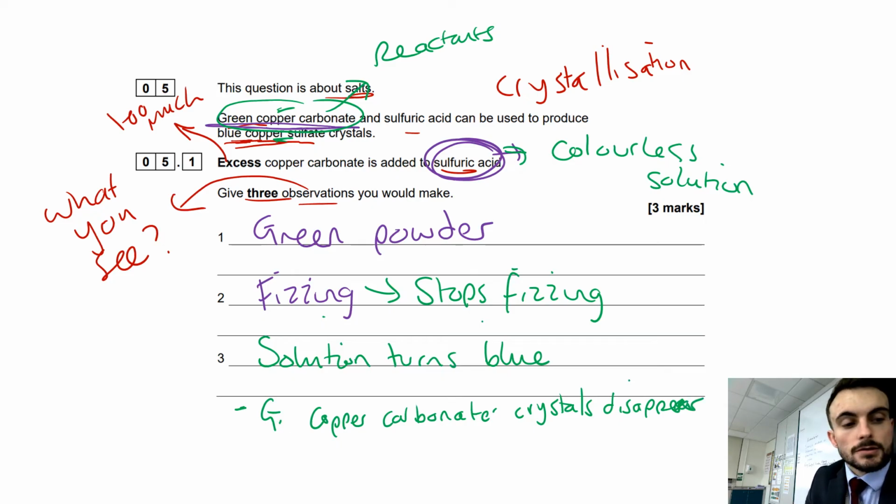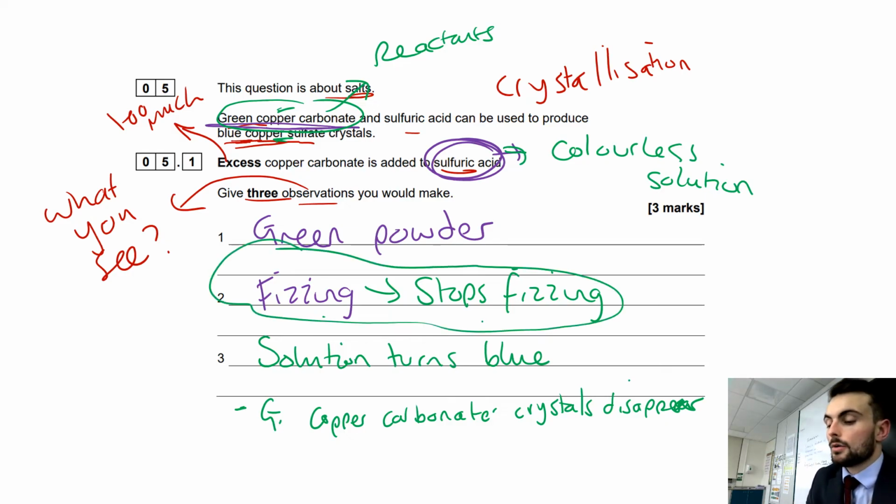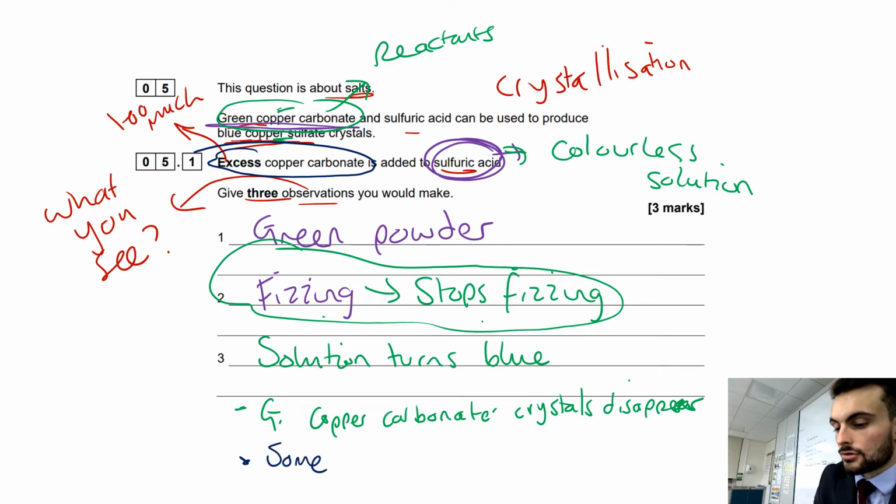Okay, is there anything else? That's about it. You're just saying what you see. You're just literally saying, imagine the chemical reaction that's taking place. Just think about what the reactants would look like, describe it. What happens when the reaction is happening, describe it. What do you get at the end, describe it. You could also say, because we've got excess copper carbonate, some green powder left at the end.